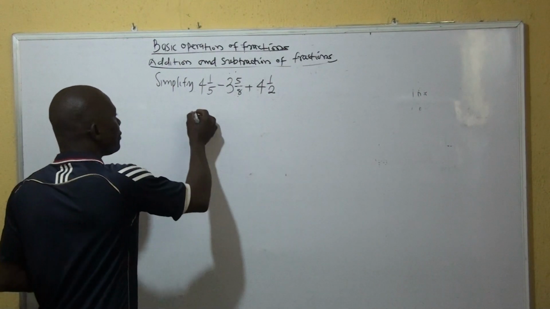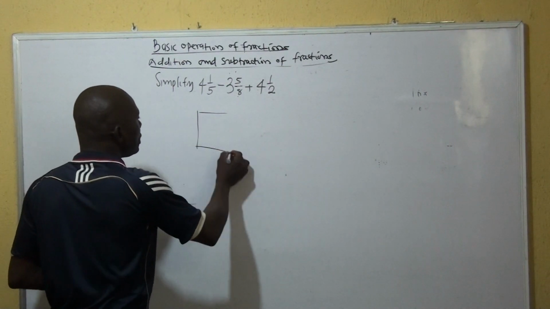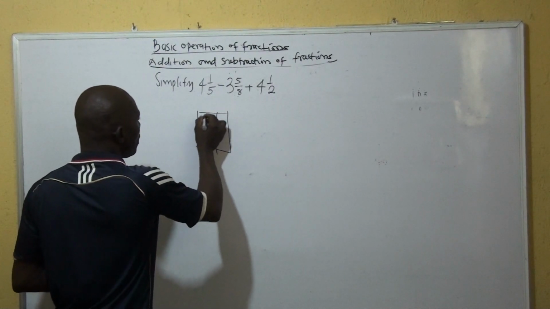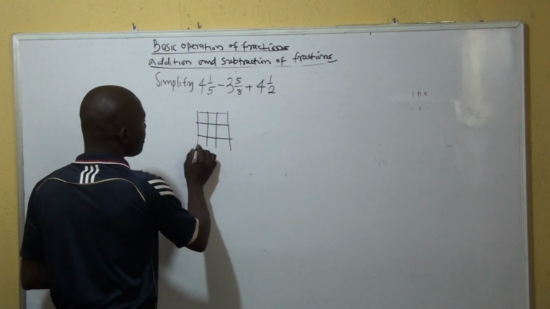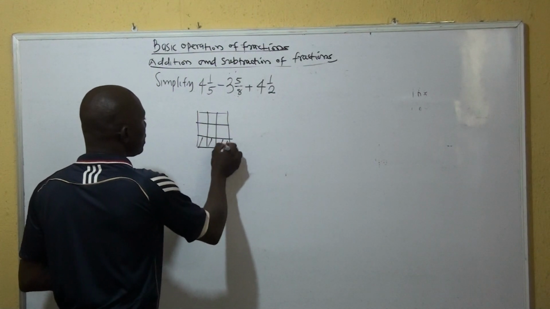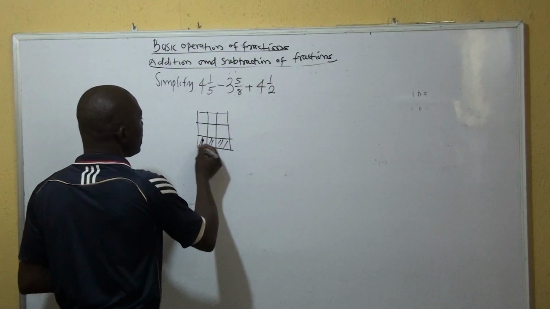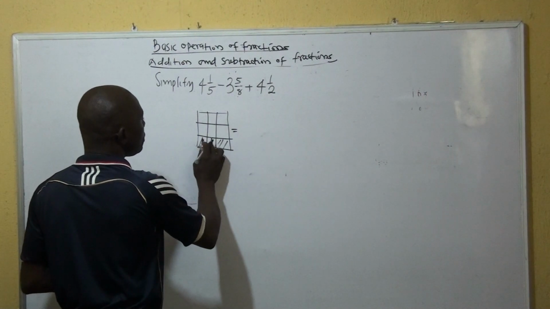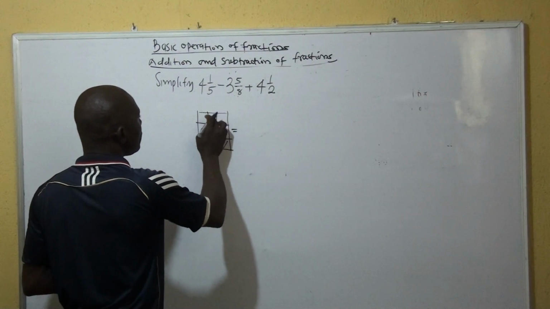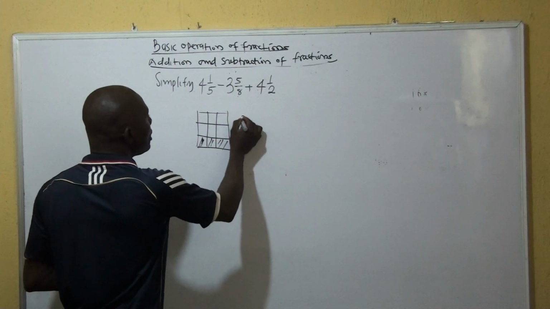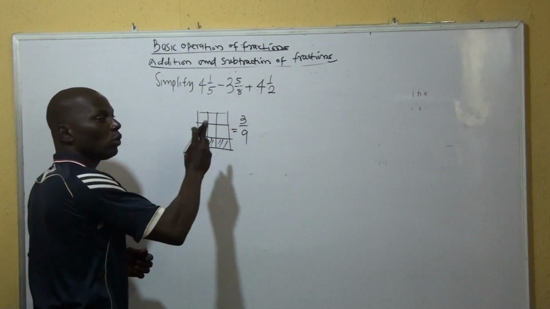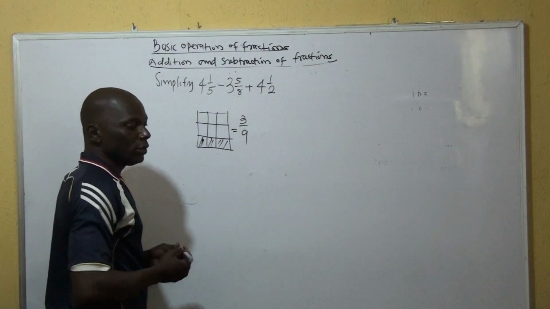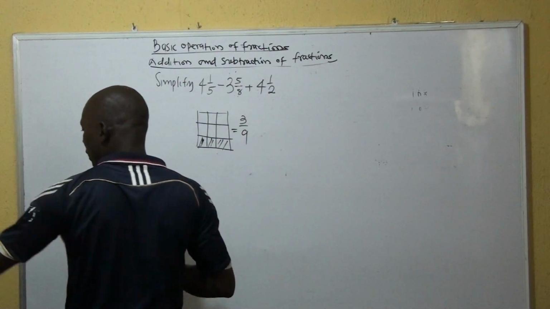Also, remember that a fraction is usually parts of a whole. So, if you have something of this nature, I will cut it into equal parts. So maybe three parts are shaded here. This simply means 1, 2, 3, 4, 5, 6, 7, 8, 9, so it means 3 over 9. Remember that this shape here is a whole, but it is now divided into equal parts.